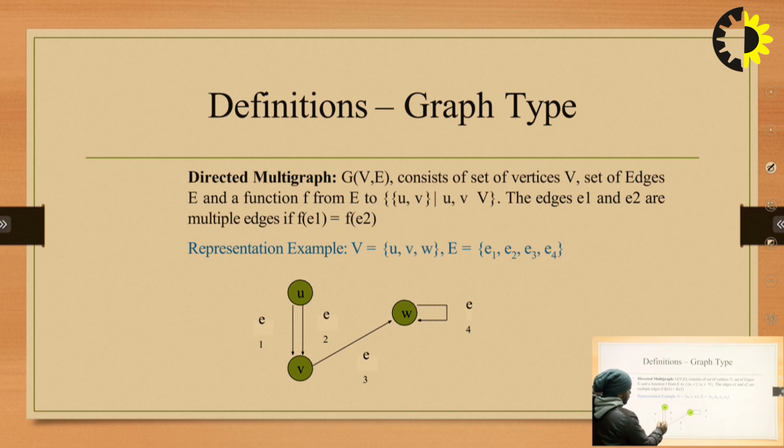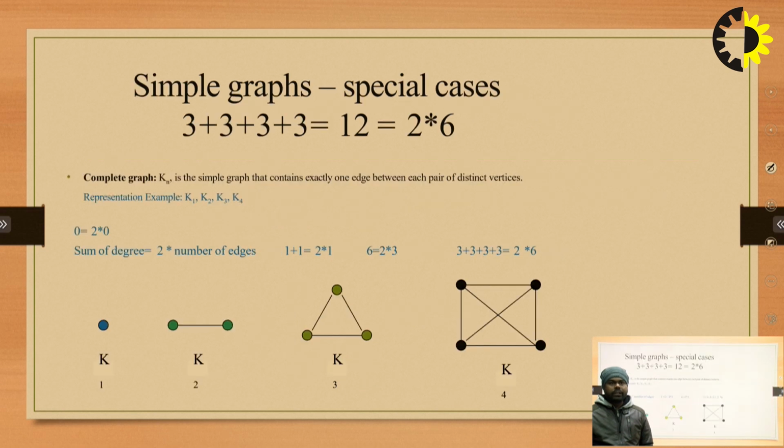So this is the multiple directed graph with edges E1, E2, E3 and E4. This is the self loop. Okay, so there are 4 edges and 3 vertices. These two are parallel to each other. So this is a multiple graph. Okay, we can call this a multiple graph.